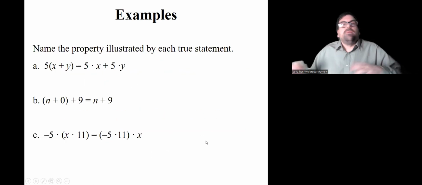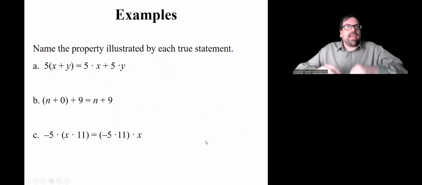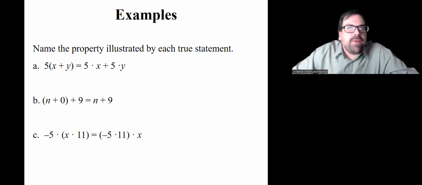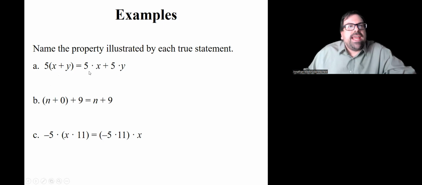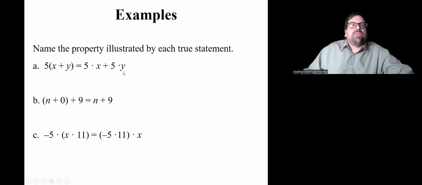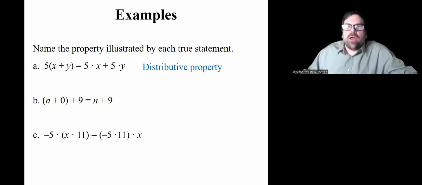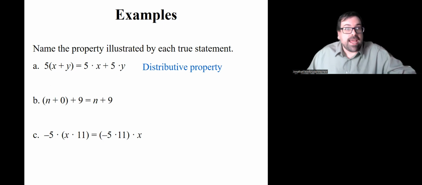So now let's look at a bunch of different things and name the property illustrated by each of these true statements. A, we have 5 times the quantity x plus y, and we're saying it's equal to 5 times x plus 5 times y. This one is the distributive property. And again, we're going to take a deep dive into the distributive property next.